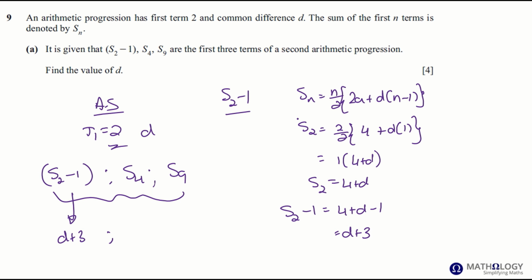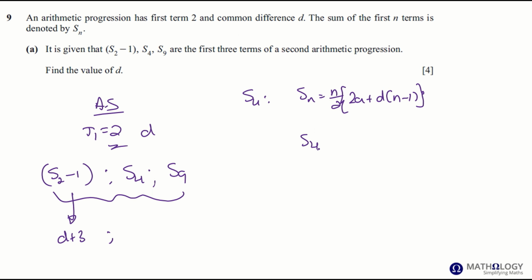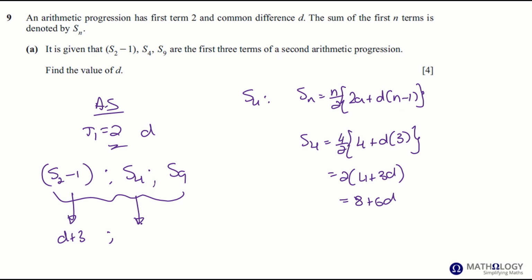We're now going to proceed similarly to find the sum to 4 terms and the sum to 9 terms of the first arithmetic progression. So the sum to 4 terms is 4 over 2 times (2a, a equals 2, 2 times 2 is 4, plus d times (n minus 1), we're summing to 4 terms, n equals 4, n minus 1 equals 3). That equals 2 times (4 plus 3d), which is 8 plus 6d. So the sum to 4 terms, this is now the second term of the second arithmetic progression, 6d plus 8.